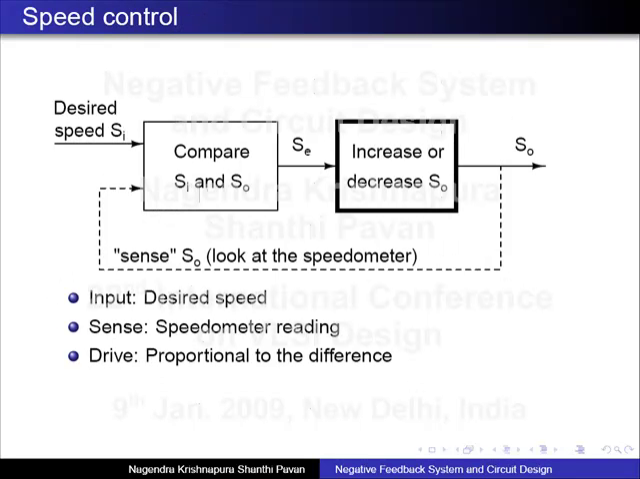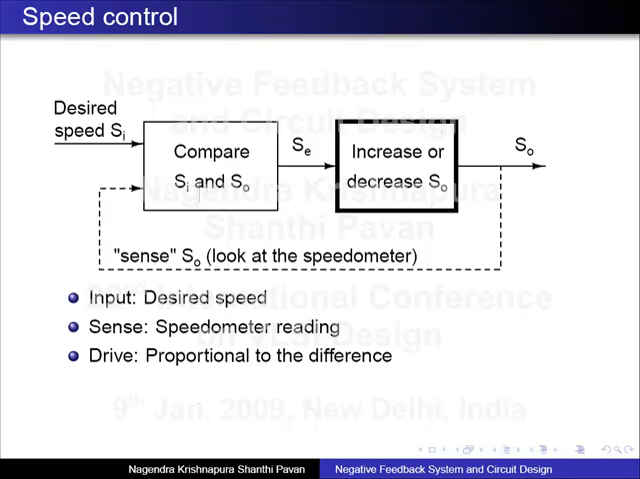So this is a block diagram that depicts this action. Essentially, when you sense the output, what I'm saying is you are looking at the speedometer. That's all. And then you compare whatever speed you want to go to with whatever is on the speedometer, and then you either increase or decrease the speed. Okay, you either brake or accelerate.